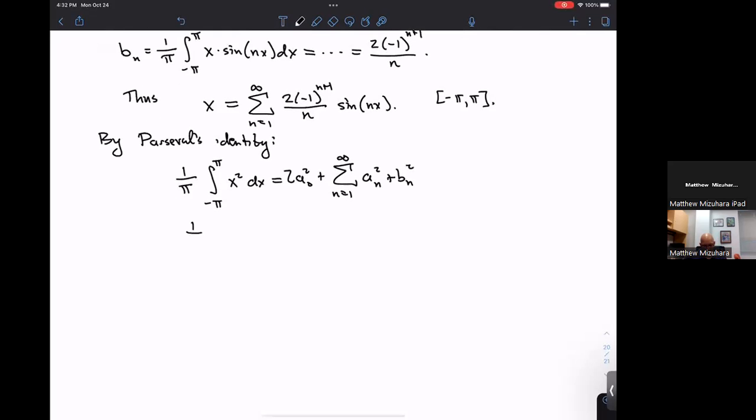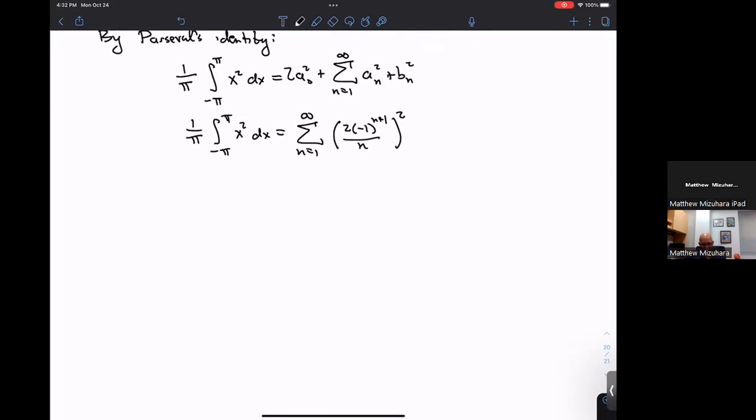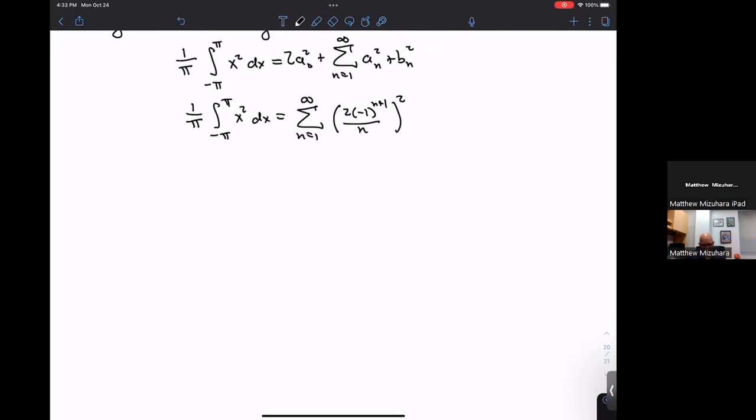And so in this case, we know that all of the a naught and a n terms are 0. And so all I have is the infinite sum from 1 to infinity of the b n's, which we just saw were 2 times (-1)^(n+1) over n. But don't forget to square. Okay, just the coefficient term b n squared and then summed. Okay. Now this is an equation we can work with.